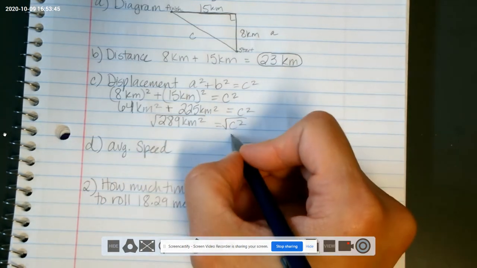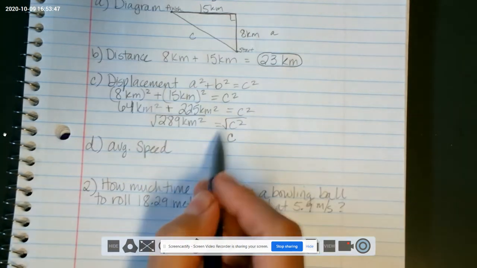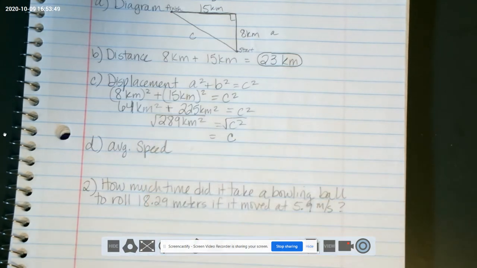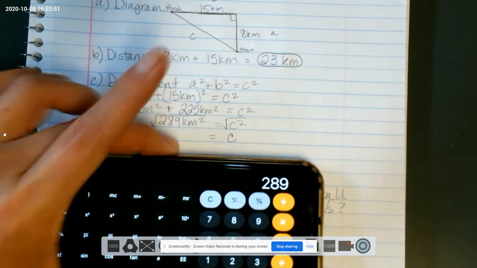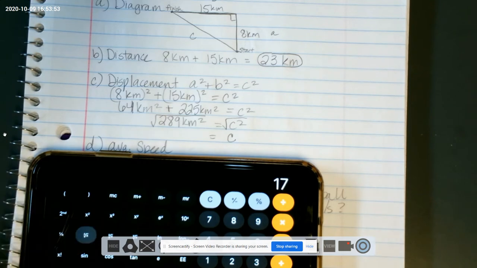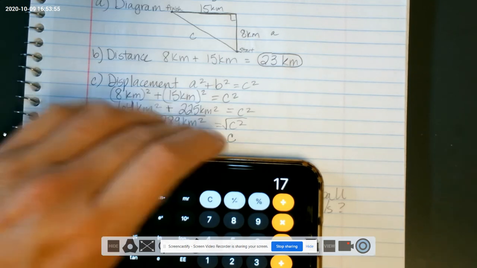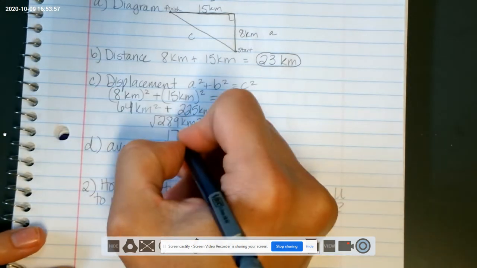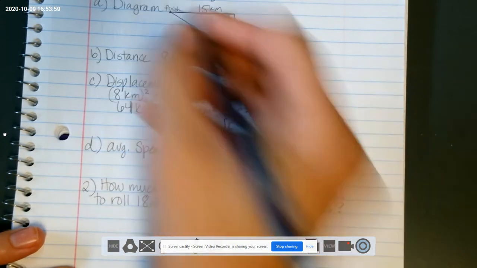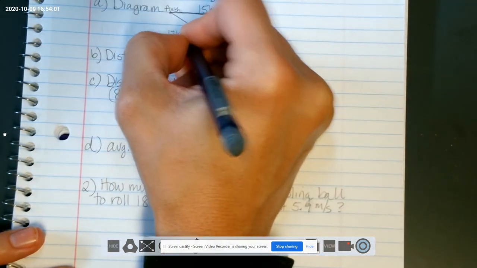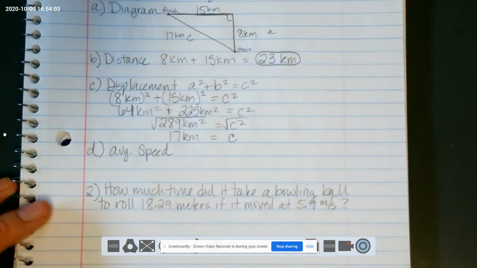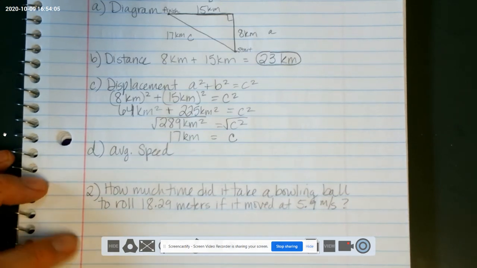If I square root c squared, I get c. And if I square root 289, I get 17. So the answer is 17 kilometers. So I can put that up there in my drawing now that I know what that length is for displacement.